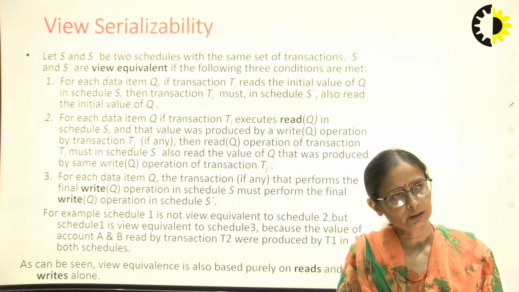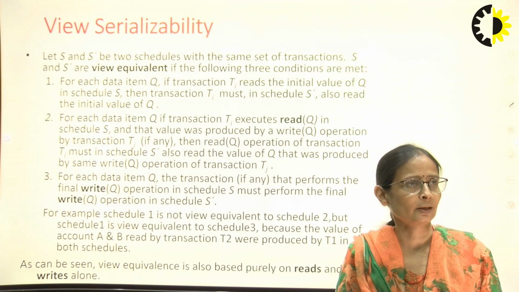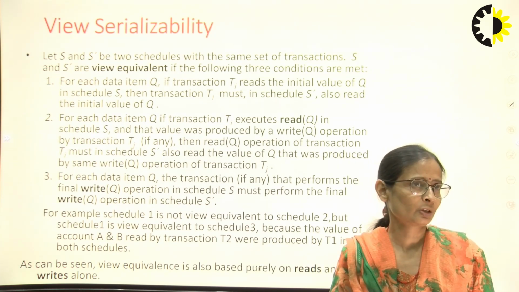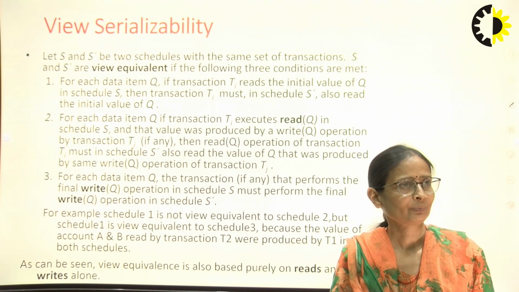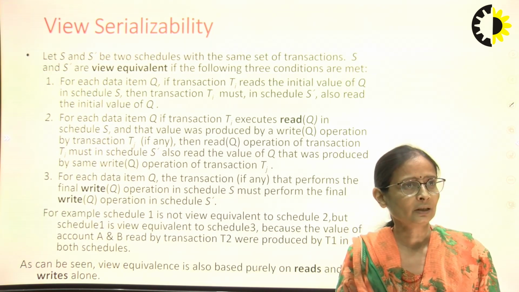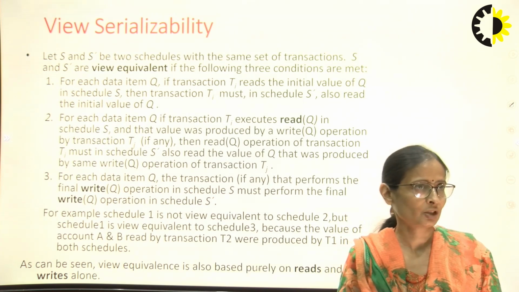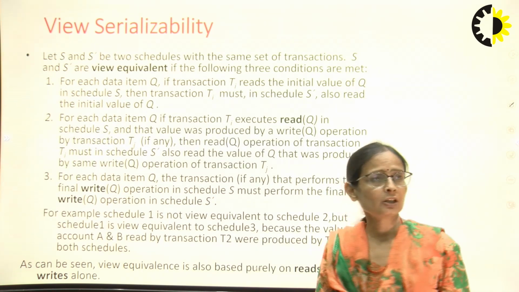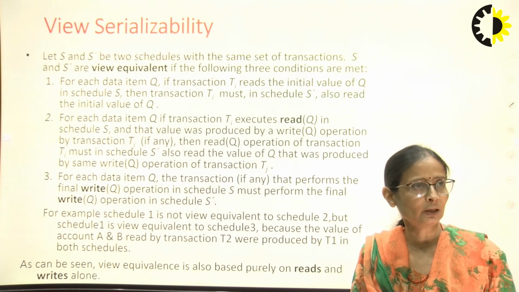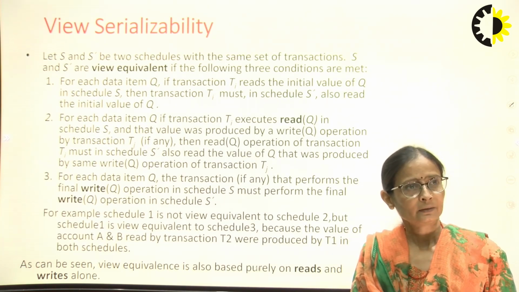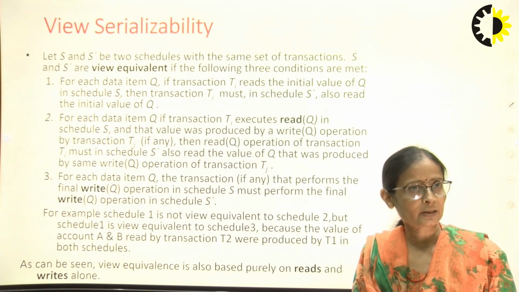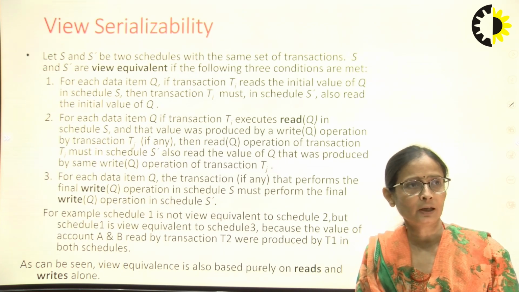Another important concept is view serializability. What it says: let S and S dash be two schedules with the same set of transactions. Then S and S dash are view equivalent if they satisfy these three conditions. What are these three conditions? For each data item Q, if transaction Ti reads the initial value of Q in schedule S, then the same transaction Ti in schedule S dash also reads the initial value of Q.